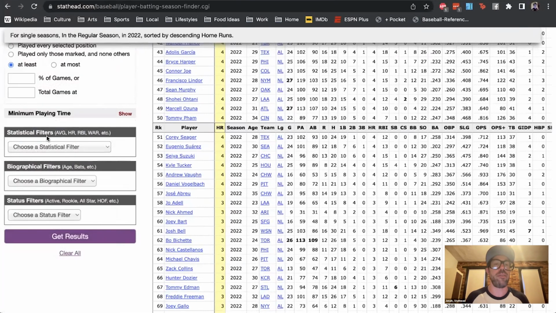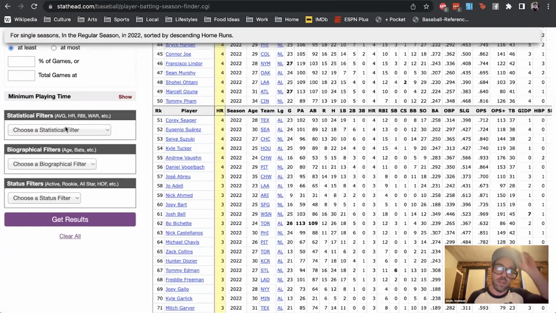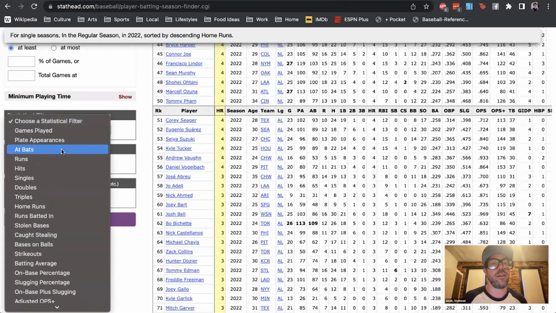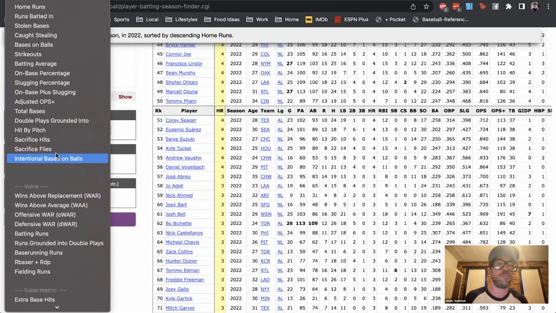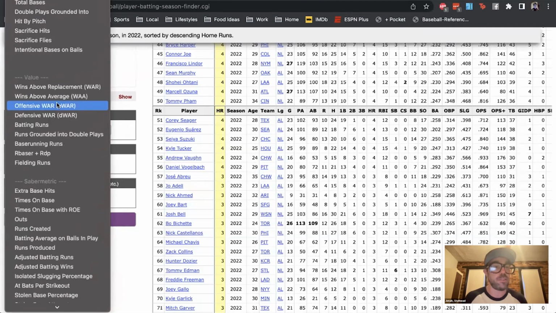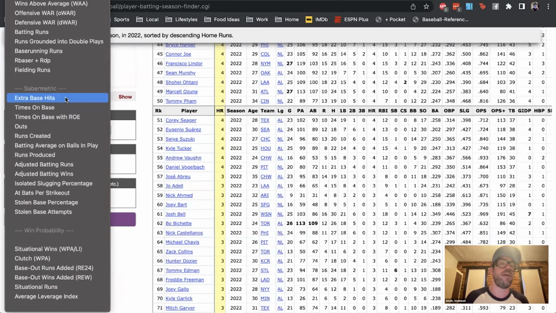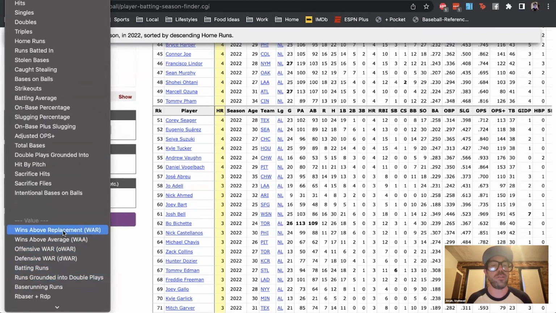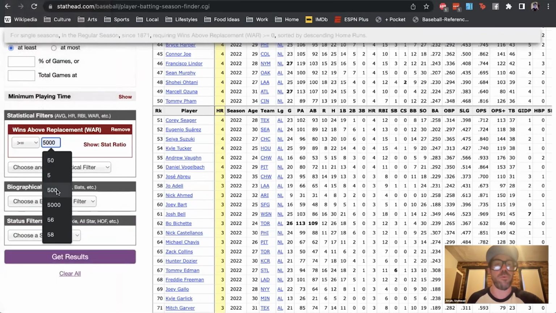So I would scroll down here to the statistical filters. This is where the stats live. So this is home runs, RBIs, OPS and OPS plus. And then we get down to WAR, we have advanced stats, we have win probability. So all that stuff lives here. So we're looking for WAR. We're going to do five WAR.